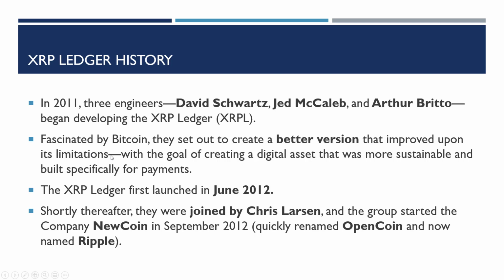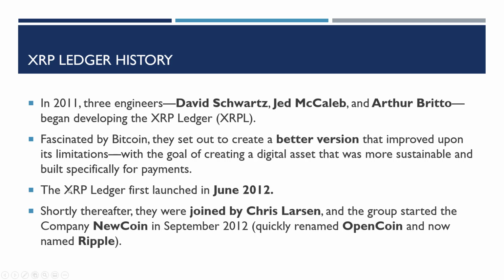Since they were also software engineers, they already knew at the beginning that Bitcoin had rather huge limitations. You can also see the commits of David Schwartz on GitHub. They decided to basically create their own cryptocurrency, which doesn't have all these problems Bitcoin has. And we can see here the goal of creating a digital asset that was more sustainable and built specifically for payments. So XRP was built specifically for payments, and it probably comes closer to the blueprint of Bitcoin, the white paper from Satoshi, than Bitcoin itself.